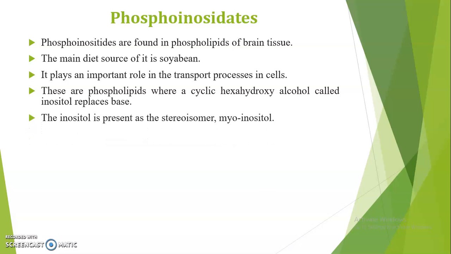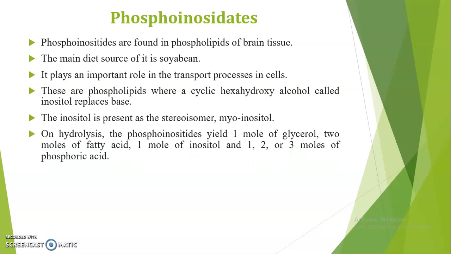The inositol is present as a stereoisomer known as myoinositol, and on hydrolysis they yield 1 mole of glycerol, 2 moles of fatty acids, 1 mole of inositol, and 1, 2 or 3 moles of phosphoric acid. That means in phosphoinositides, the head alcohol group is replaced by inositol. This inositol is nothing but a hexahydric alcohol.